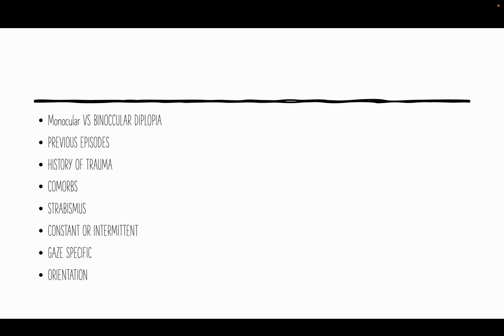Next, gaze specific. What gaze are you looking at, whether you are having horizontal diplopia, vertical diplopia, or torsional diplopia, these are all important. For horizontal diplopia, when you're looking to the right, if you are having diplopia on the right gaze, then you might suspect something related to a right abducens palsy, like a right sixth nerve palsy, or a left third nerve palsy. Horizontal diplopia is mostly due to the medial rectus and lateral rectus being involved, whereas vertical diplopia, up and down, is mostly due to the superior and inferior rectus.